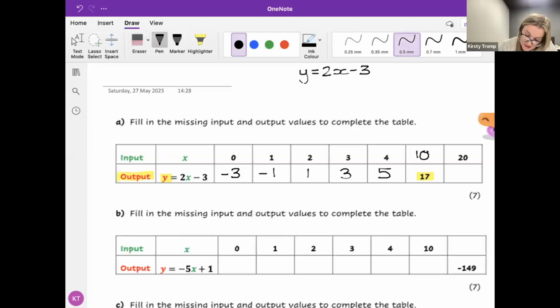So they've given me the input figure again. They've told me that my x value this time is 20. So I'm going to say y is equal to 2 times 20 minus 3. 2 times 20 gives me 60. And 60 minus 3 gives me 57.